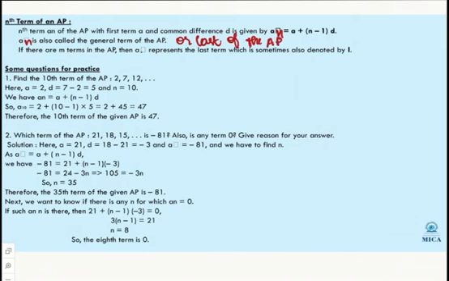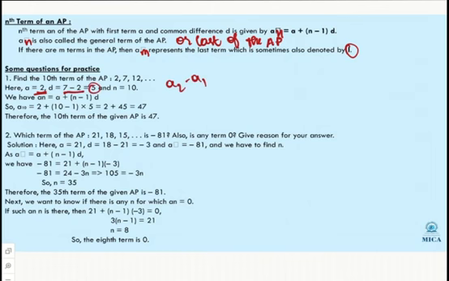If there are m terms in the AP, then Am represents the last term, which is sometimes also denoted by L. Some questions for practice. Find the 10th term of the AP 2, 7, 12 and it goes on. Here they have given the first term as 2, second term as 7. So to find D, we have to put the formula A2 minus A1, which is equal to 7 minus 2 is equal to 5.